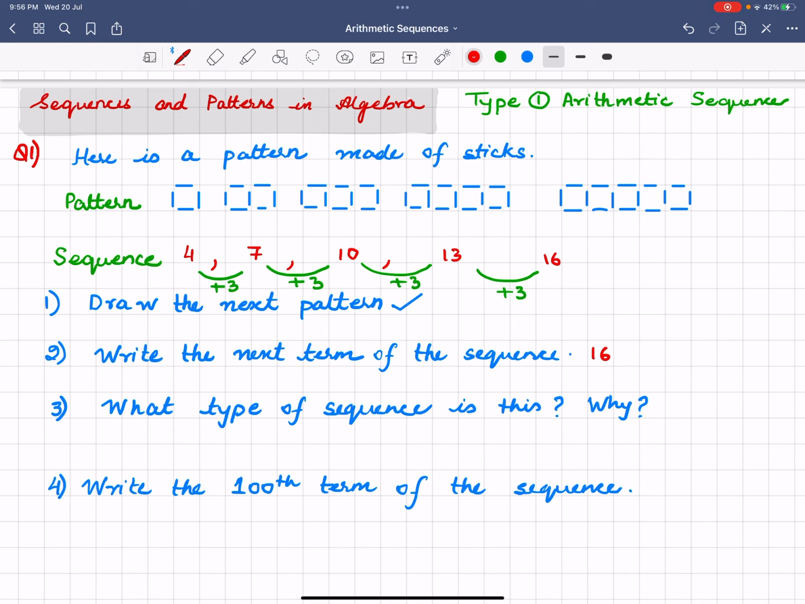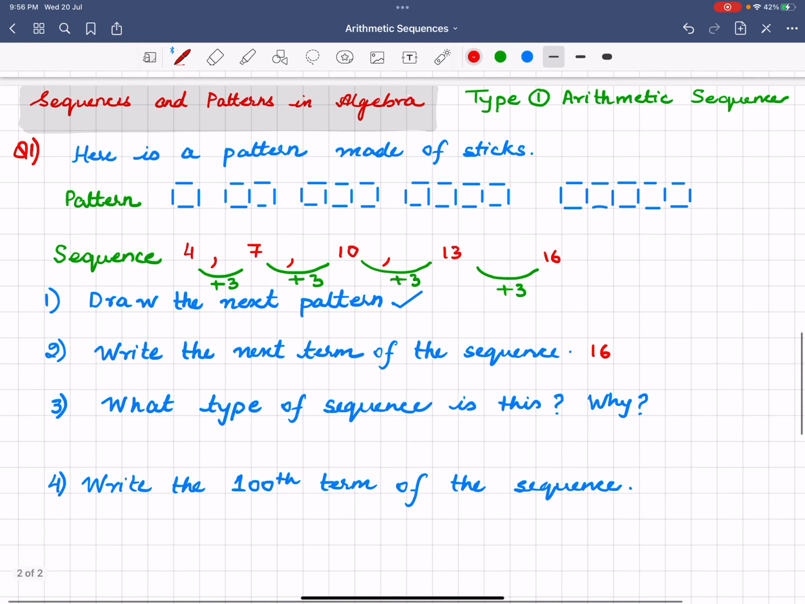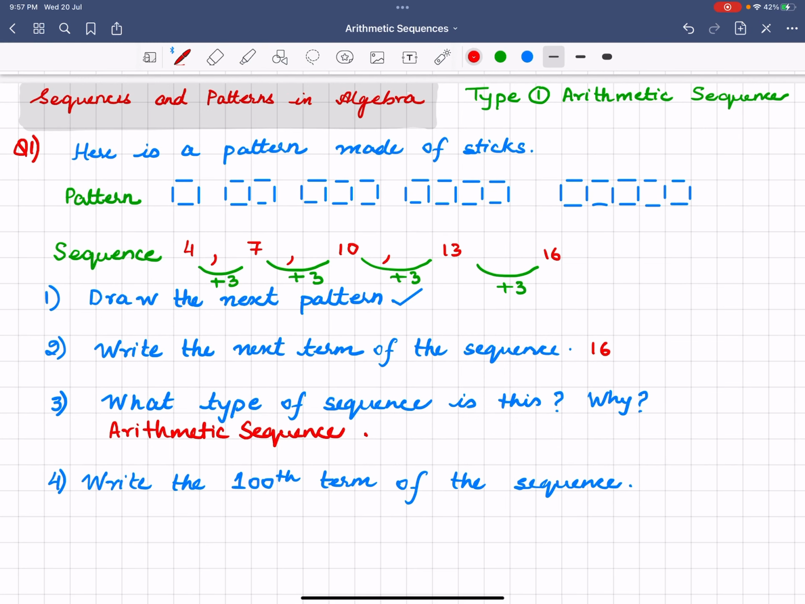What type of sequence is this and why? The type of sequence is an arithmetic sequence. And why? This is known as an arithmetic sequence as each term has a common difference.